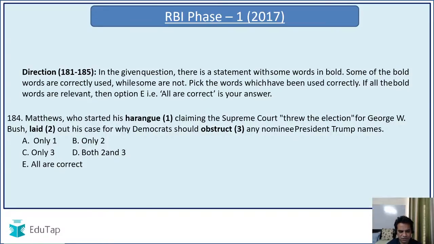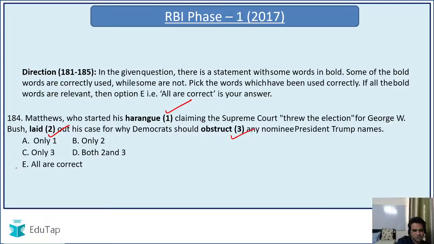Laid out his case for why Democrats should obstruct any nominee President Trump names. Now, laid out is absolutely correct. Why is it wrong, Sachin? Guys, all the options are correct here.